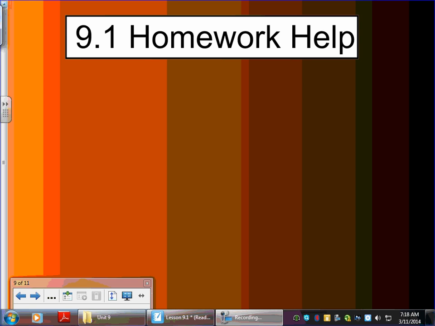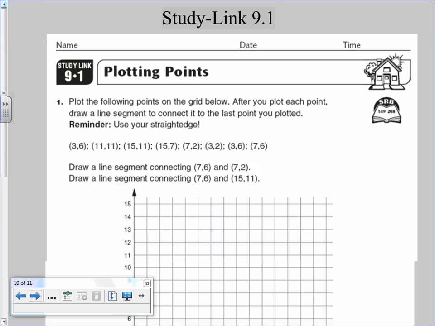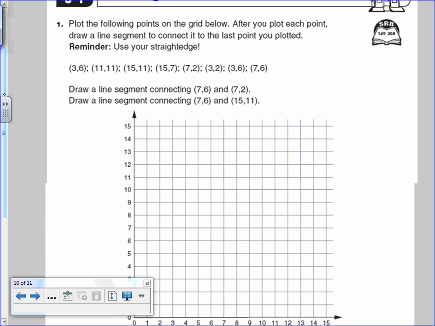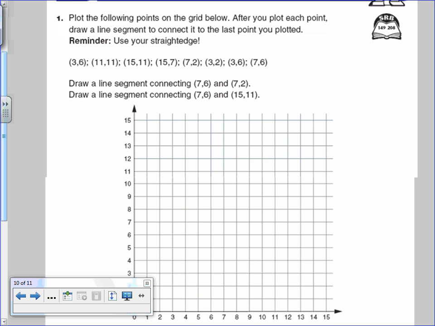Today we're going to be talking about 9.1, plotting points on a coordinate graph or a coordinate grid. Today I gave you the study link 9.1 for homework, so let's take a look at it. Study link 9.1, let me scroll down for us. All right, first problem is asking us to plot the following points on the grid below. After you plot each point, draw a line segment, connect it to the last point you plotted. Reminder, use your straight edge, so use a ruler. They give us a bunch of points, and then we're going to plot those points.